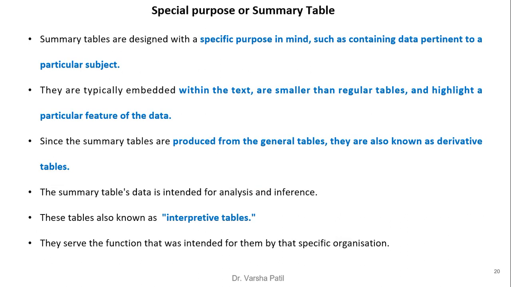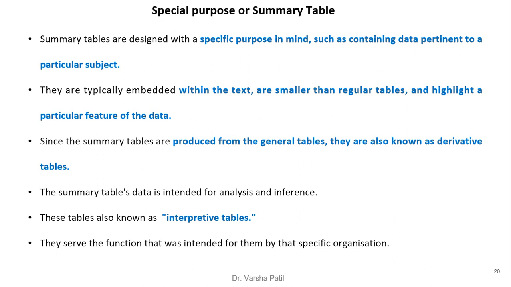Second is special purpose or summary table. Summary tables are designed with specific purpose in mind, such as containing the data pertinent to a particular subject. They are typically embedded within the text or smaller than the regular tables and highlight the particular features of the data. Since the summary tables are produced from the general table, they are also known as derivative tables. For example, government census data is very huge and contains a lot of columns. So the particular government sectors can take the particular columns and make their planning. That's why they are called derivative tables, because the original table is a government census table.